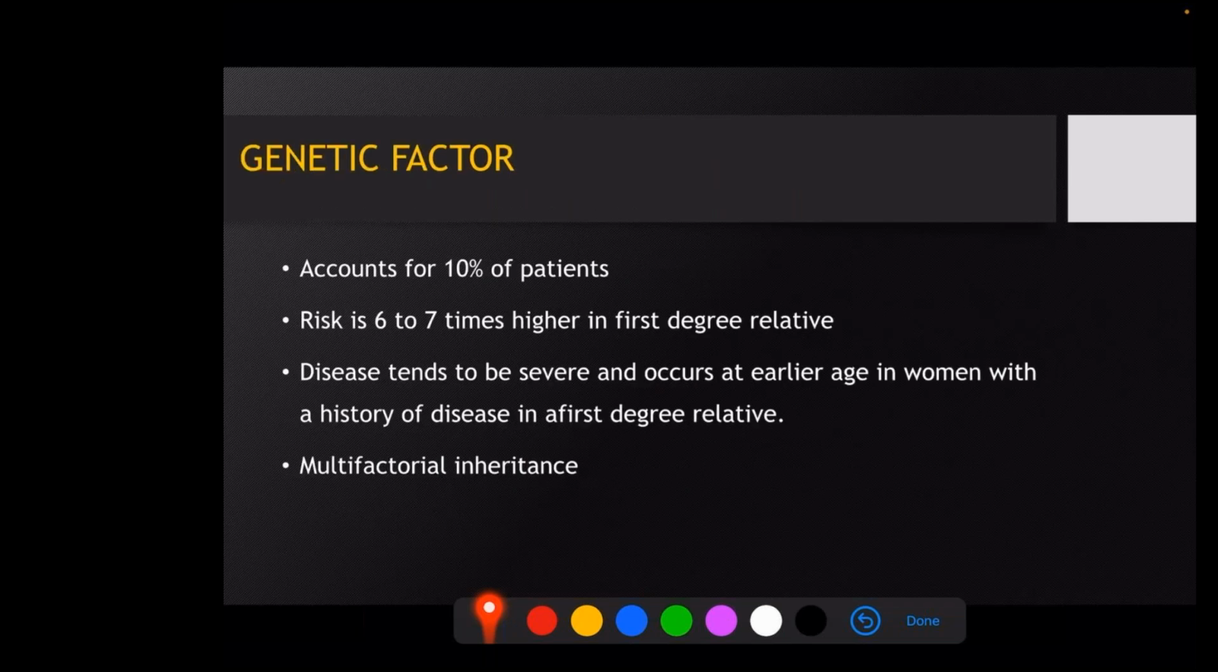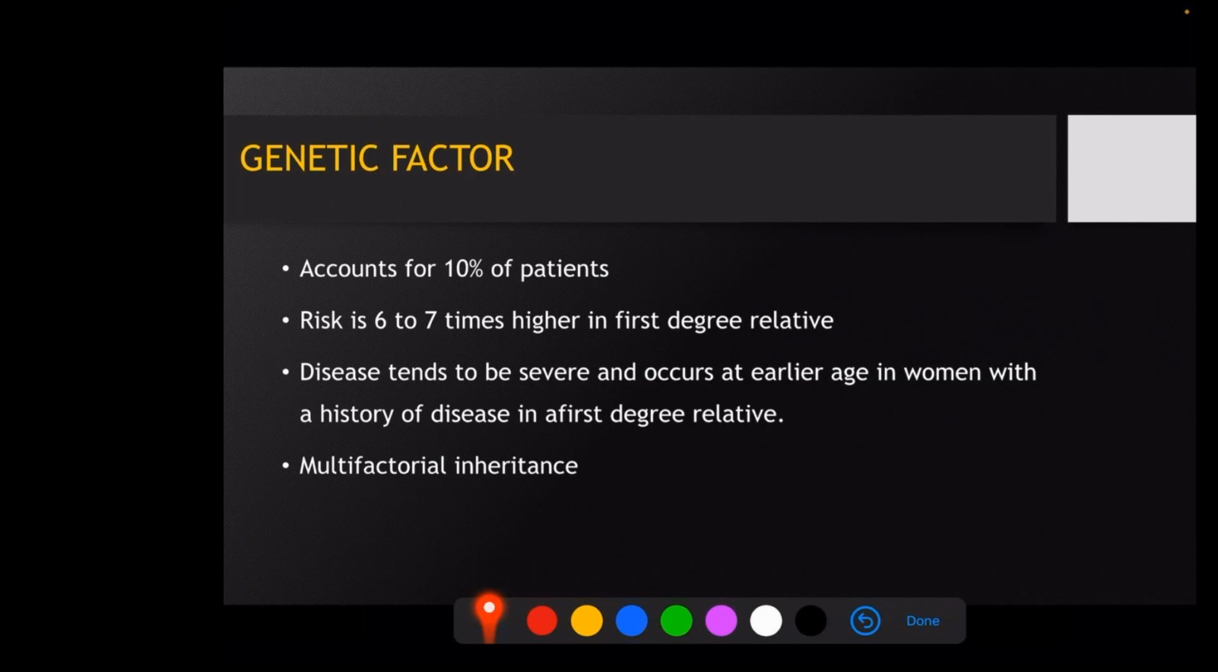Next is the genetic factor that I have already explained. Genetic factor or familial predisposition to endometriosis accounts for about 10% of patients. The risk of endometriosis is 6 to 7 times higher if a first degree relative, sister or mother, has the disease, which is further increased in the case of homozygotic or identical twins. The disease also tends to be severe and occur at an earlier age in women with a history of disease in a first degree relative.